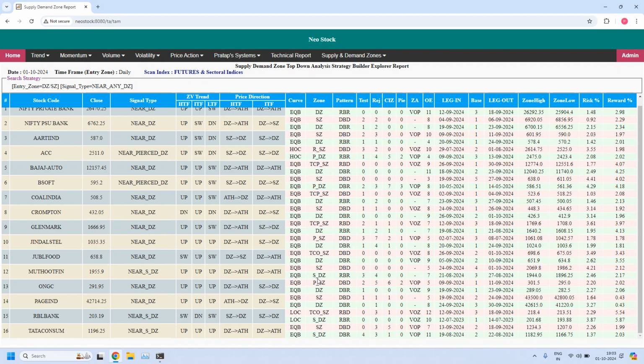Okay, here we have Muthoot Finance is a daily high liquidity zone, already tested 3 times. You need to look for a fresh fine-tuned 5-minute zone. Then you can plan a trade, otherwise the zone might be violated. We have one more stock, RBL Bank, and also one more, Tata Consumer. So we have identified 3 high liquidity daily demand zones from this list.